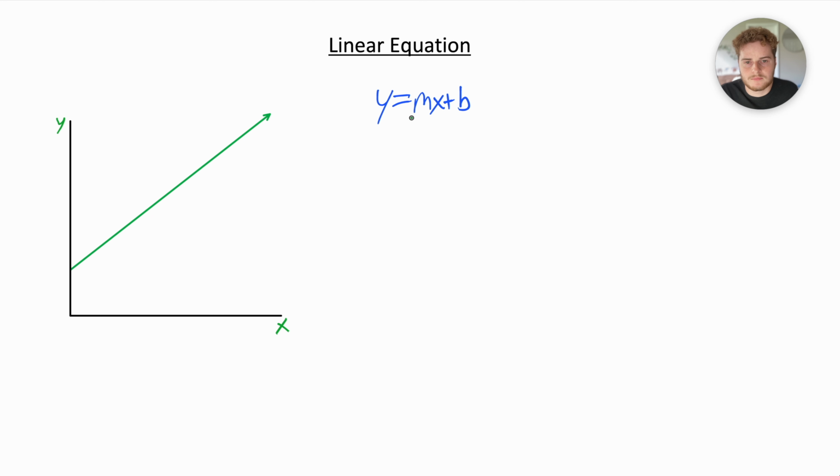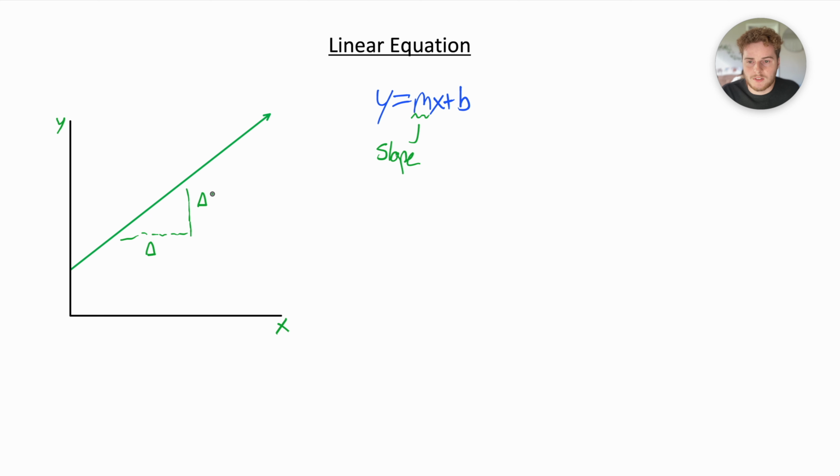Now looking at this, we know what x and y will be in respect to this equation, so let's look at m. M right here we're going to refer to as the slope of the linear equation. And for the slope, we're going to look at this line here, and we're going to note how we move in two directions. We move across the x and we move across the y. When we move, we call that a change.